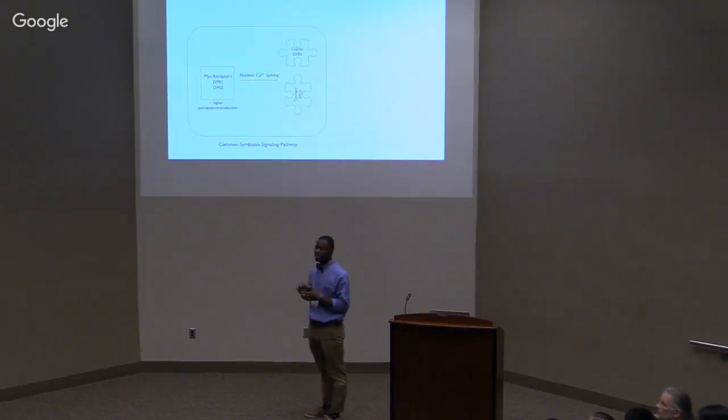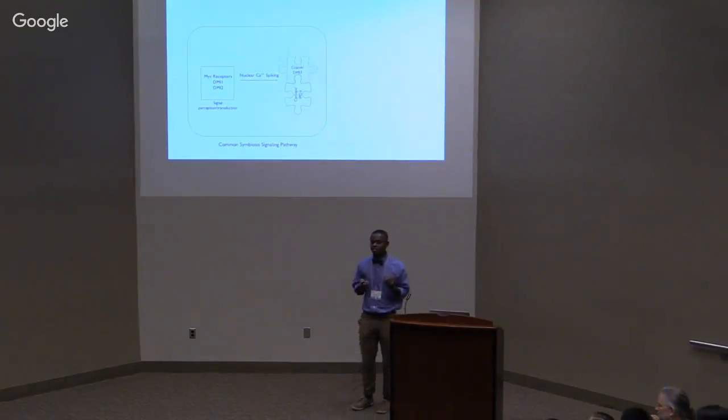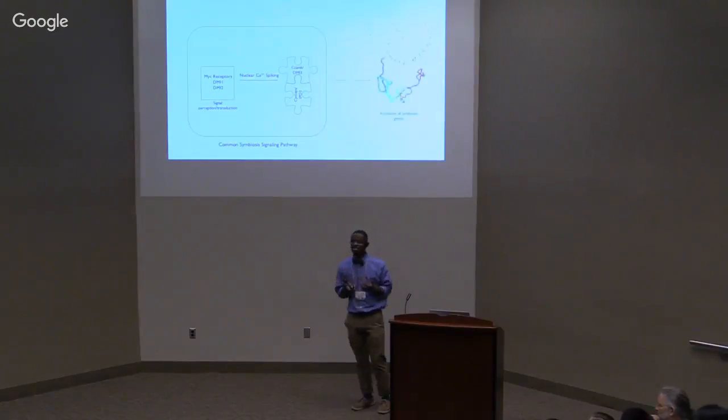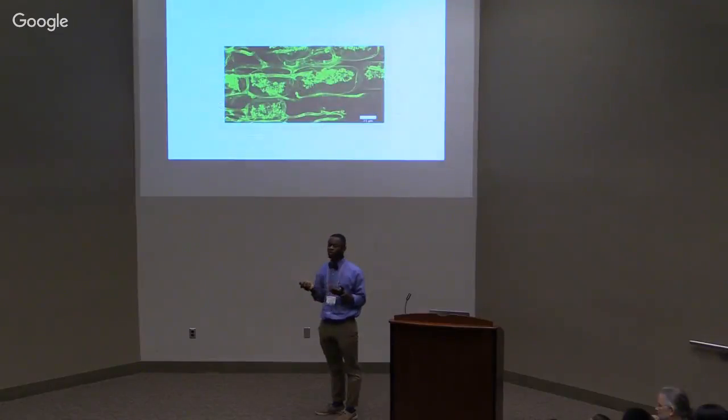And this leads to nuclear calcium spiking, which in turn activates this interaction between DMI3 and Cyclops. And when this occurs, you see this activation of some important symbiosis genes, which is awesome because that allows the symbiosis to move forward, and you see the development of arbuscules.